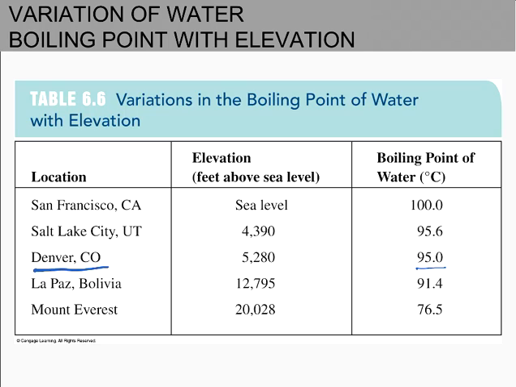So why is that? It has to do with the pressure of the atmosphere. The higher up you go in elevation, the lower the pressure of the atmosphere. So as elevation increases, pressure of the atmosphere decreases, so boiling point decreases. Because remember, in order for a liquid to boil, it just has to reach the same pressure as the atmosphere around it. So in Denver, that's going to happen a lot more quickly.